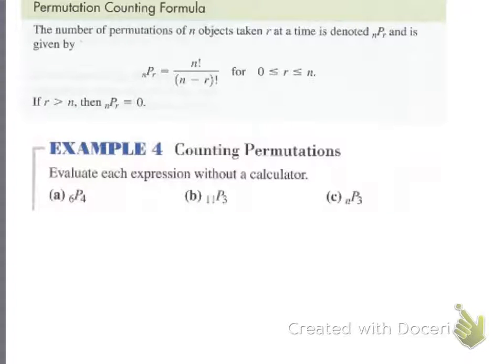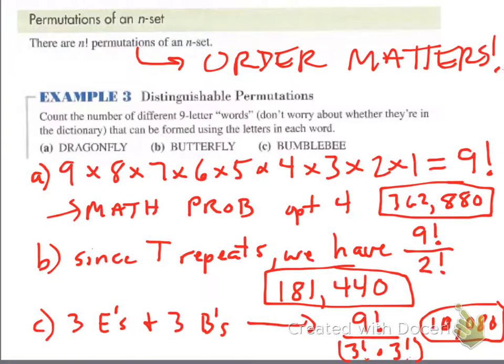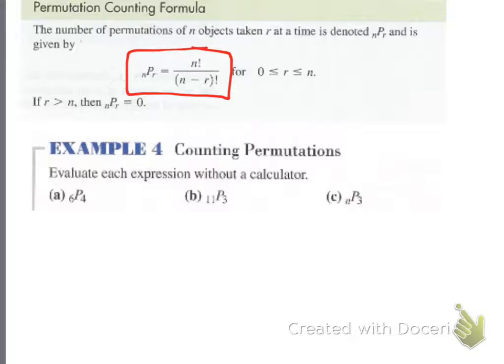Now, this is the formula for n objects taken r at a time. In this problem here, we were choosing every single letter. We had 9 letters, we chose 9 letters. Here, if we had 9 letters, maybe we only chose 5. And the order of those letters mattered. So that's the formula.